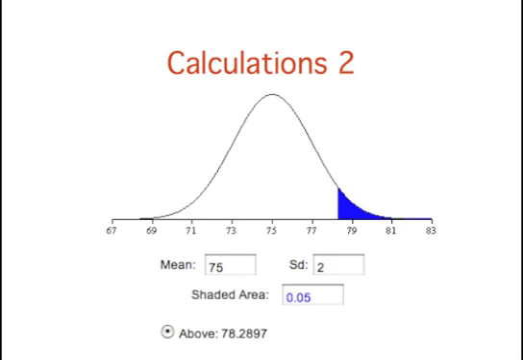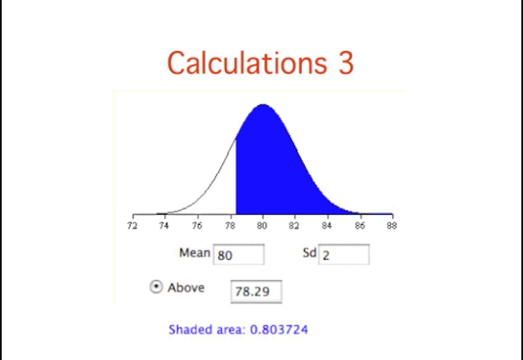Here we see the results from the inverse normal calculator based on a normal distribution with a mean of 75 and a standard deviation of 2. The area above 78.29 is shaded and is equal to 5% of the total area. Therefore, to be significant at the 0.05 level, one-tailed, the sample mean must be 78.29 or higher.